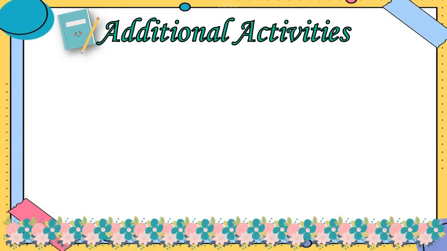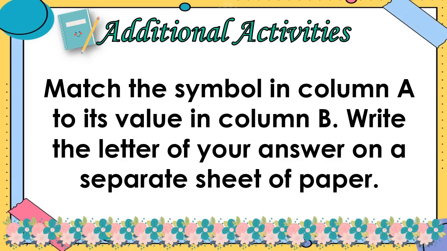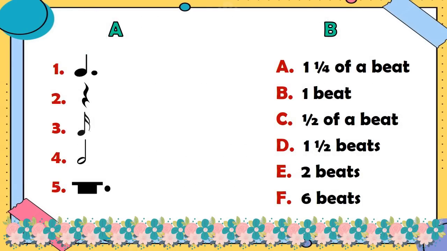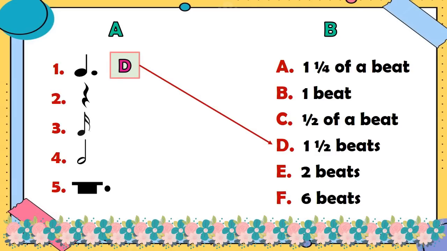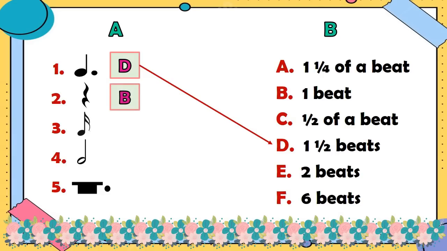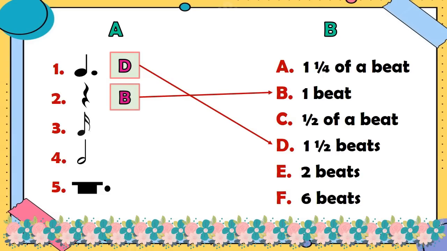For additional activities, match the symbol in column A to its value in column B. Write the letter of your answer on a separate sheet of paper. Let's answer. Number 1 is a dotted quarter note. The answer is letter D. It has 1 1/2 beats. Number 2, quarter rest. The answer is letter B. It has 1 beat.